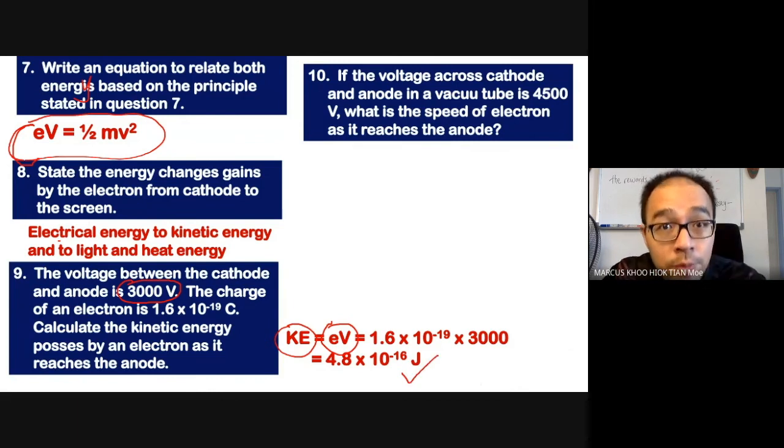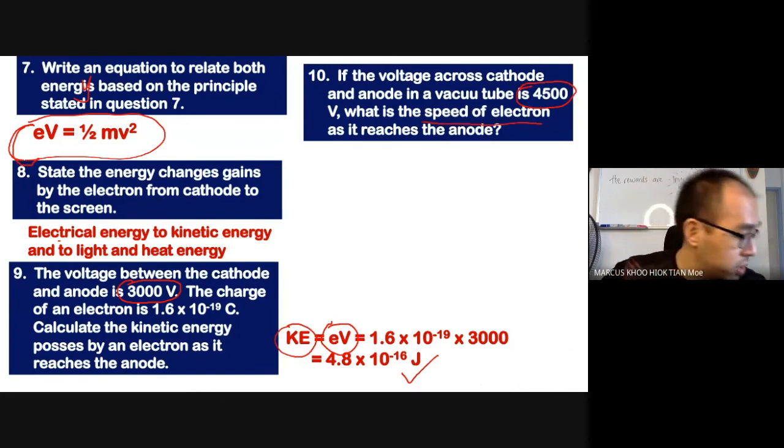Okay, assuming the principle of conservation of energy, semua electric potential berubah menjadi kinetic energy. So dia punya nilai adalah sama. Okay. Now, if the voltage across the cathode and the anode in the vacuum tube is 4,500, what is the speed of the electron as it reaches the anode?